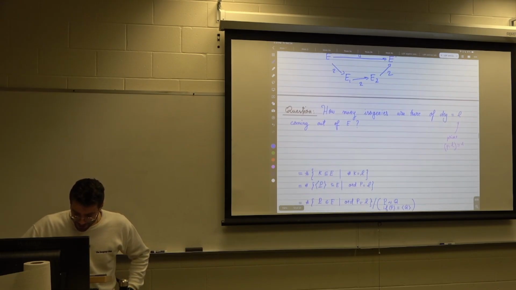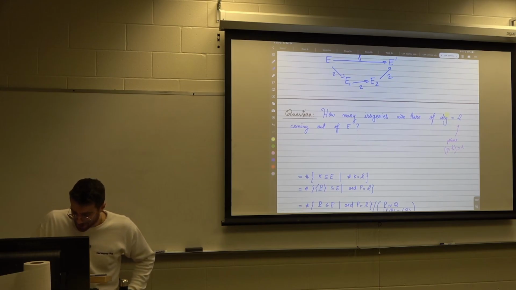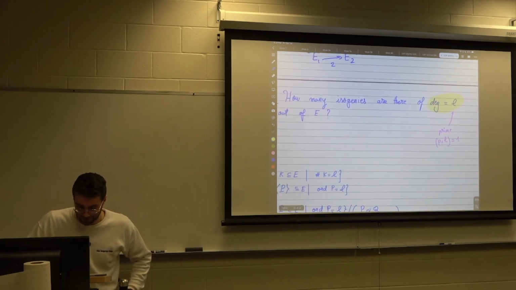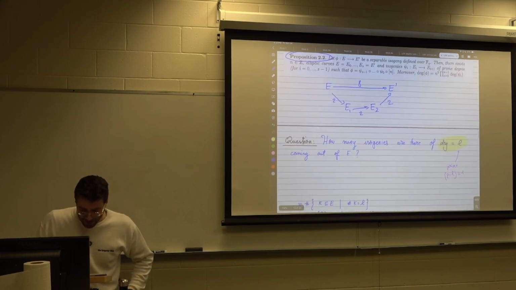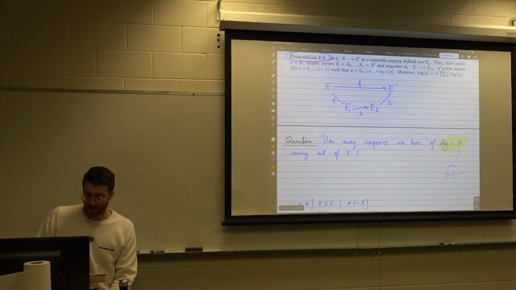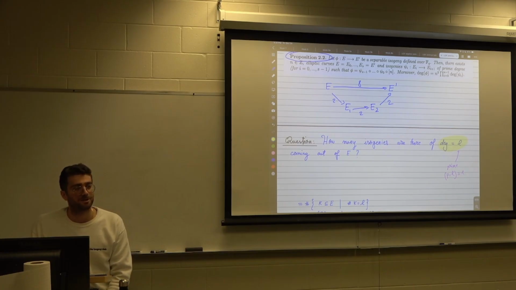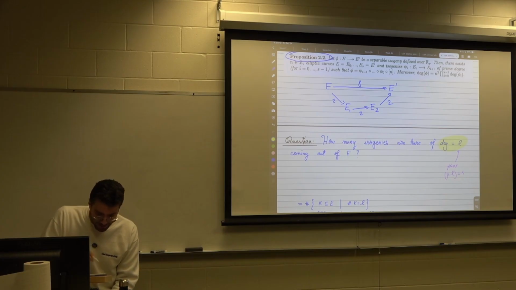Okay, so here's a question. How many isogenies are there? This is a question that will allow us to practice our knowledge. How many isogenies are there of degree precisely L? Here L is a prime that is coprime to P for convenience, coming out of E. By the way, since L is coprime to P, these isogenies are separable. So the degree of the isogeny is equal to what? It's equal to the size of the kernel.